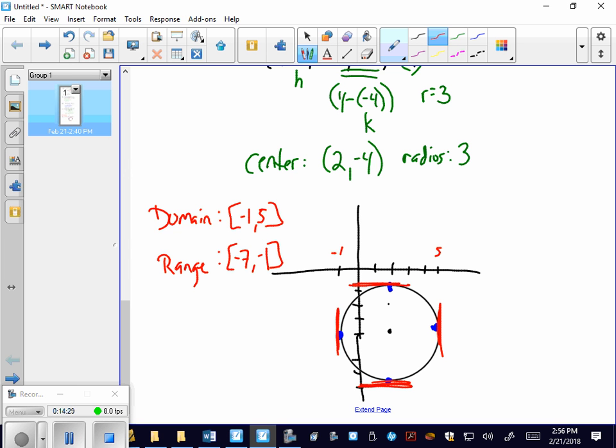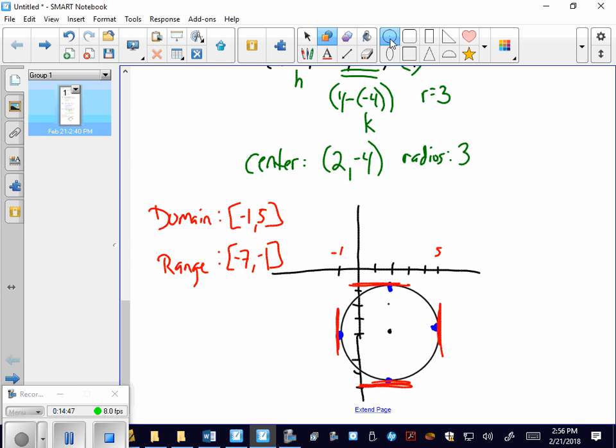And that's kind of the idea. If you needed to figure this out, you would want to sketch yourself a drawing, figure out how many units up and down, and it's based upon your radius that you would have to go, and then left and right, which is also based upon your radius. That would really tell you your starting and ending points for your domain and your range.